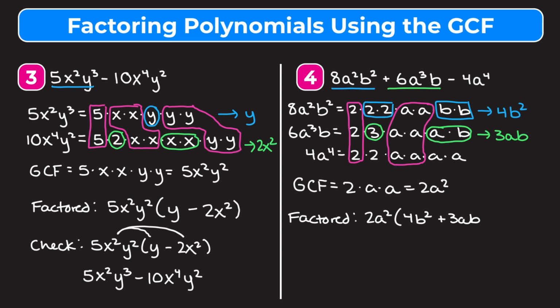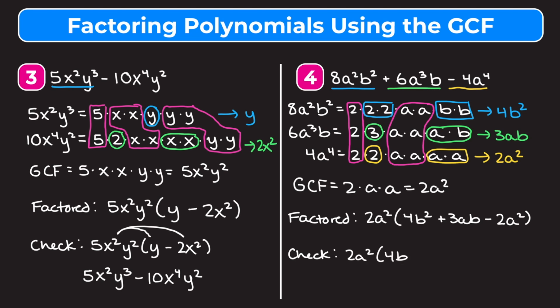And finally, for our last term, the negative 4a to the fourth, we are left with a 2 and then a times a, which is 2a squared. And we're going to subtract this because we were originally subtracting the 4a to the fourth, so minus 2a squared. And now let's just check our work to make sure that we're correct.